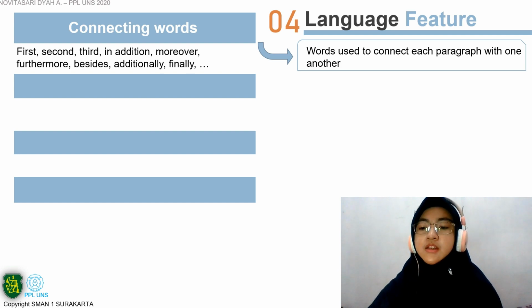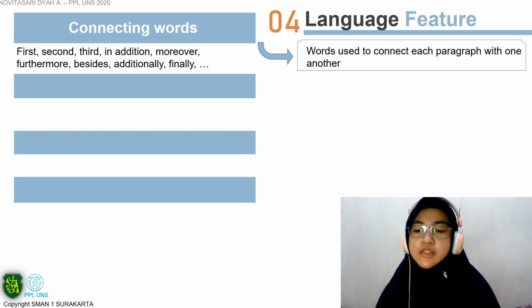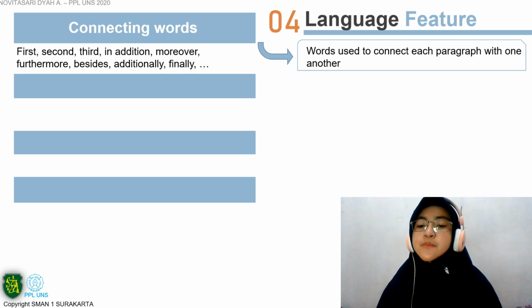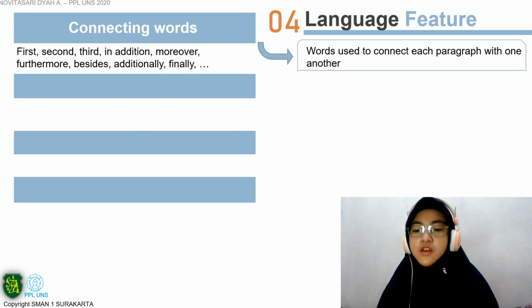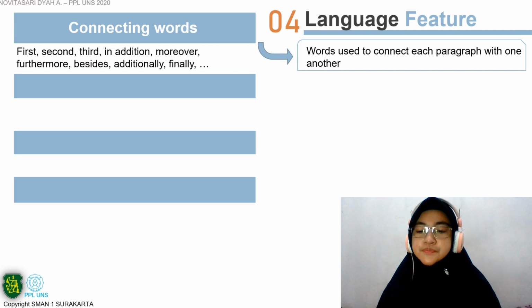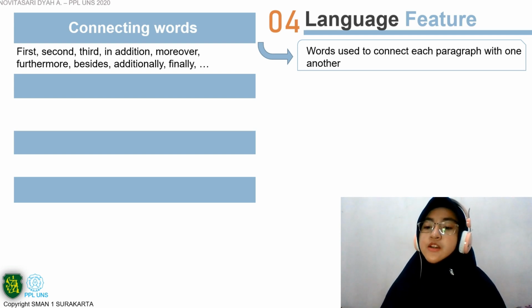Okay, next we have connecting words. Connecting words are words used to connect each paragraph with one another. For example: first, second, third, in addition, moreover, furthermore, besides, additionally, finally. These connecting words are usually used at the beginning of your arguments. For the first argument, you use first; for the second argument you can use second, moreover, in addition, or furthermore; and for the last argument you can use finally.